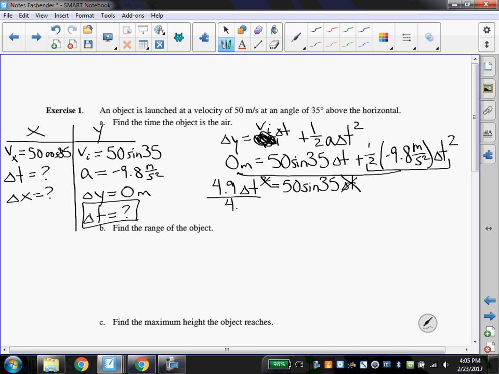So to solve for delta t, we just divide both sides by 4.9. And we find that our time in the air is going to be 5.85 seconds. So we can even put that into our table of knowns now, 5.85 seconds.